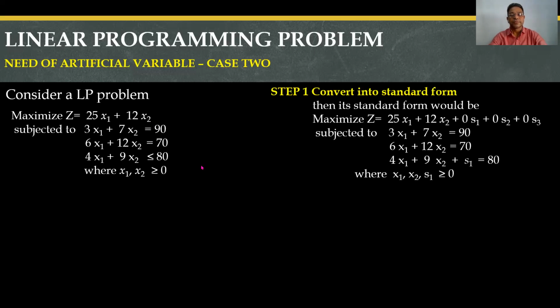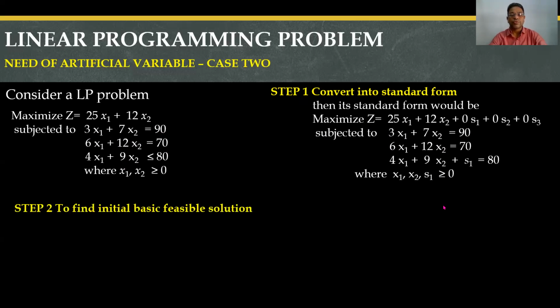Let us check. We'll convert it into standard form. While converting the first equation into standard form, there will not be any change because it is already an equation, so it will be written as it is. The second equation will be written as it is. In the third equation, we will add a slack variable and we will get plus s1 equal to 70, and x1, x2 and s1 should all be greater than or equal to 0.